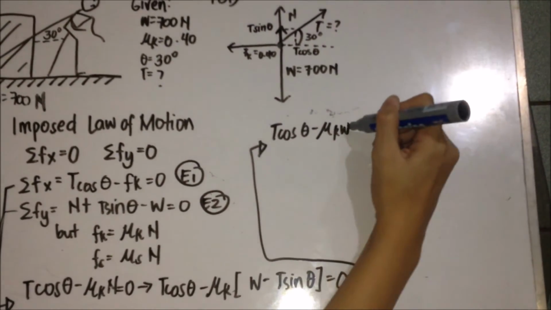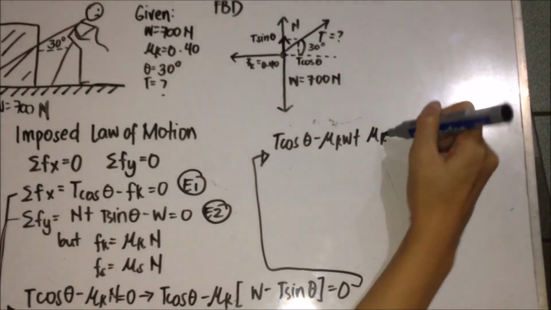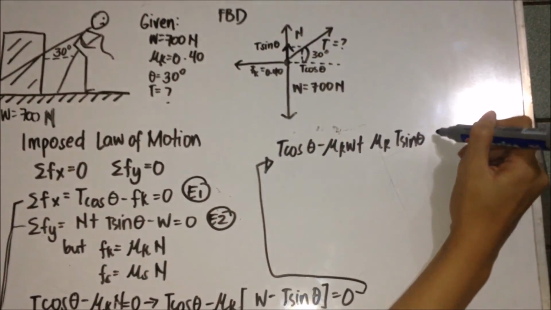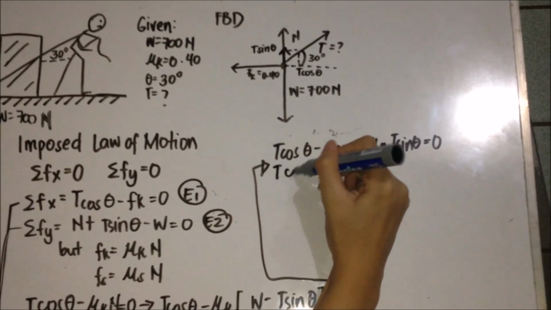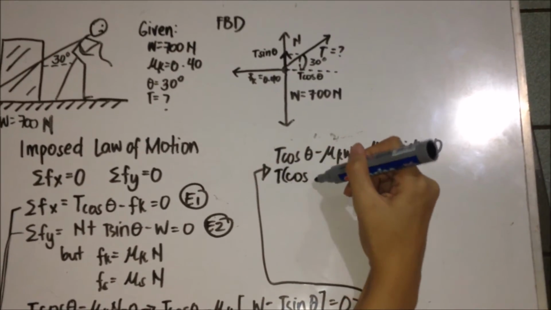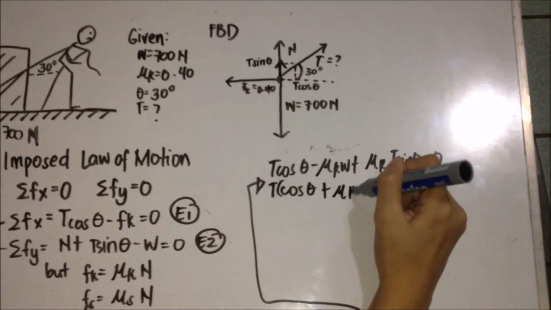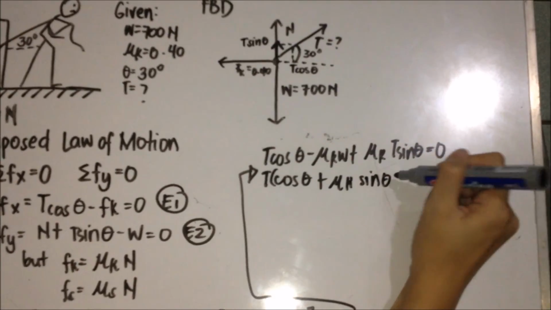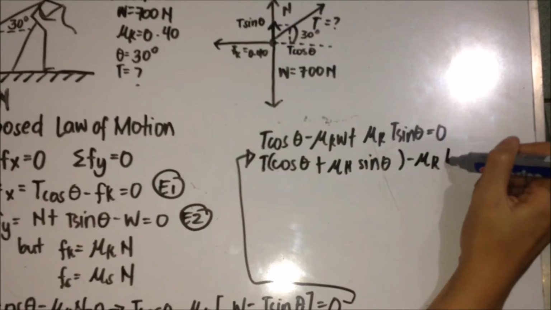From our previous equation, we can remove the quantity. Let's distribute mu k from that. Now we have T cosine theta minus mu k W plus mu k T sine theta equals 0. We can notice that there is a common variable T. We can factor that from the equation. We have now T times the quantity cosine theta plus mu k sine theta, minus mu k W.